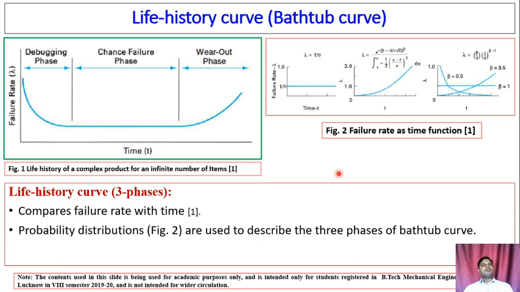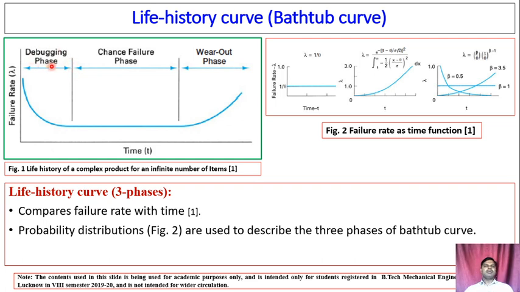The most important part of a product's life is the life history curve. That is very important to describe the behavior of the part, how it fails with the passage of time. This curve is drawn between failure rate and time, in which time is plotted on the x-axis and failure rate on the y-axis. The curve has three phases, and it is applicable to an infinite number of items. It has been plotted on the basis of results obtained from a very large number of items.